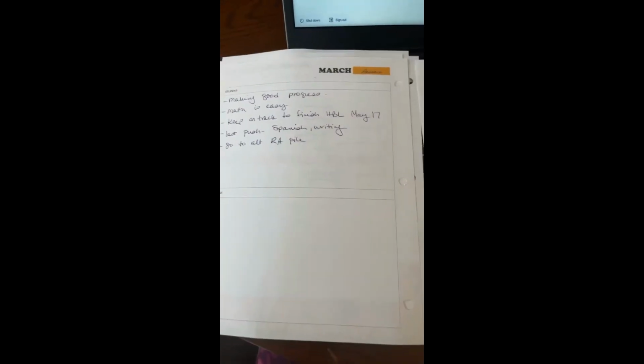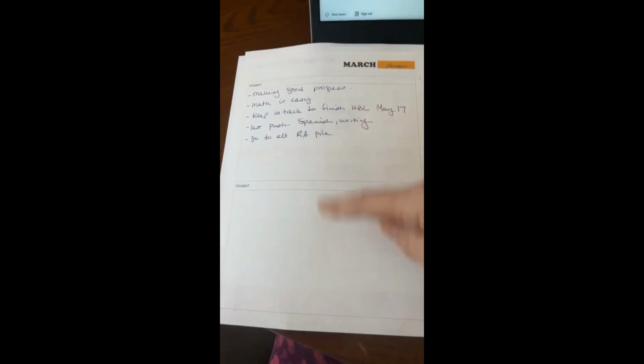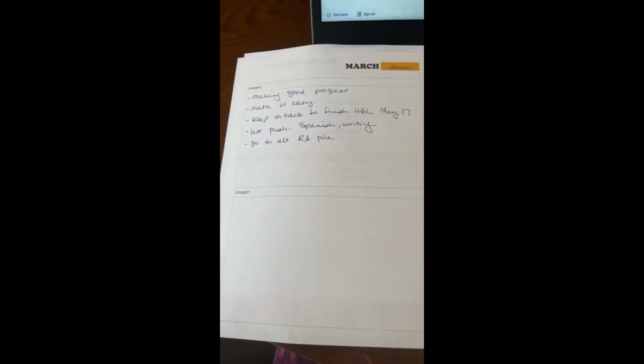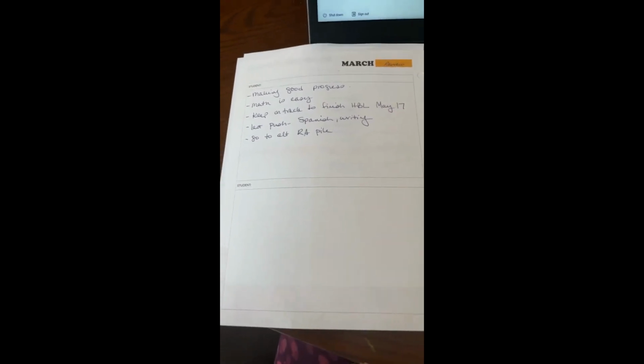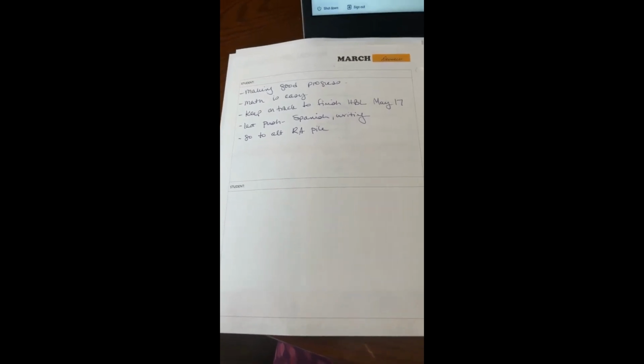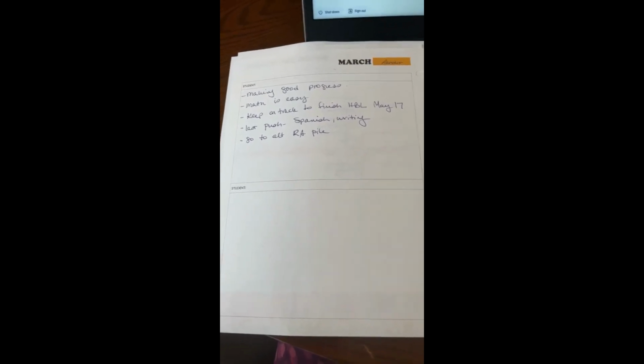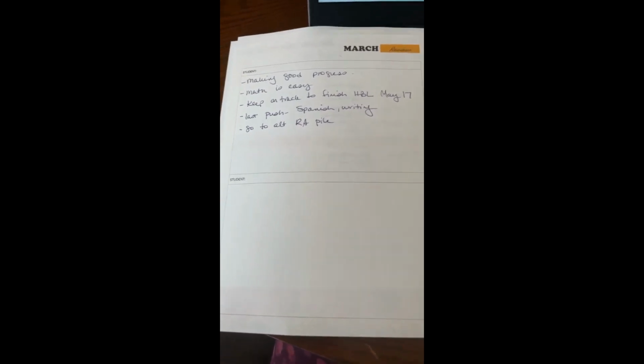Okay, next page. So at the end of every month in the planner, there's a month review page. So this is March review. I filled this out this morning. I'm only working with one student right now, and I'm really just making notes for myself, because I'm not going to remember in June how March went. I'm just not. So I like to jot down some things.